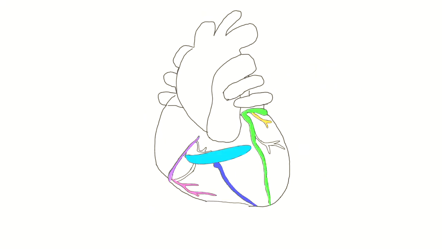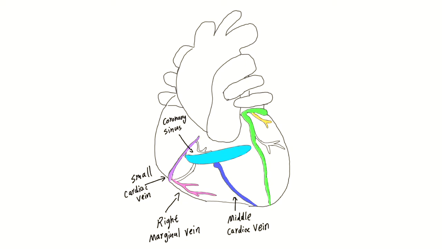In this picture, the veins are highlighted. Here is the coronary sinus. Beside it, we have the small cardiac vein. And here is the right marginal vein. In the middle, we have the middle cardiac vein. On the other side, here is the great cardiac vein, and above it, we have the left marginal vein.